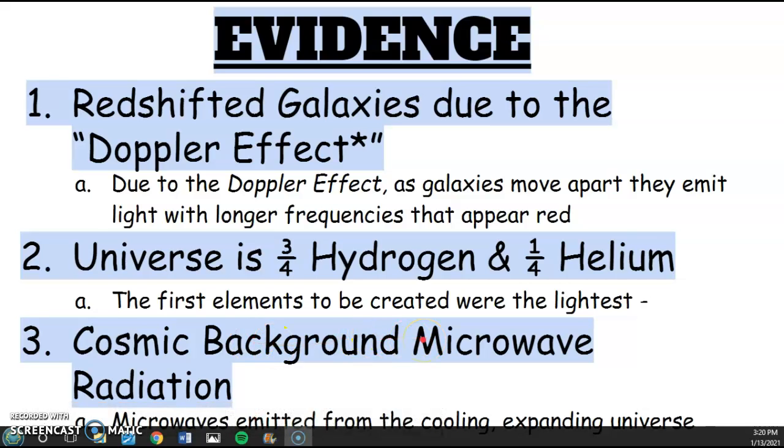Thirdly, we see something called cosmic microwave background radiation. This is the radiation that would be emanating from an event such as the Big Bang, and we find it pretty continuous throughout the universe. We find it everywhere, and so it's the leftover radiation from the Big Bang event.